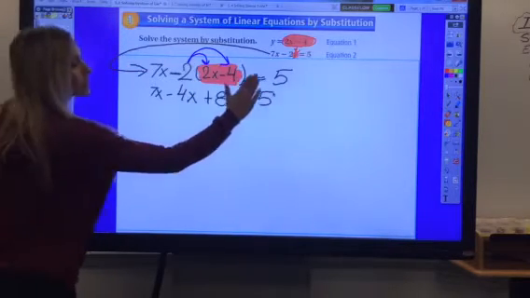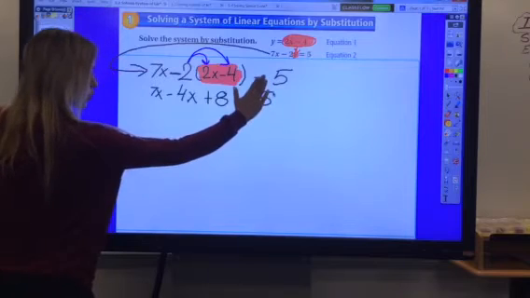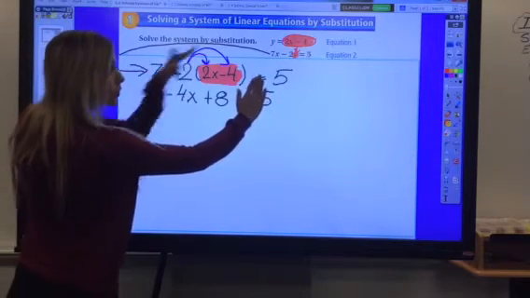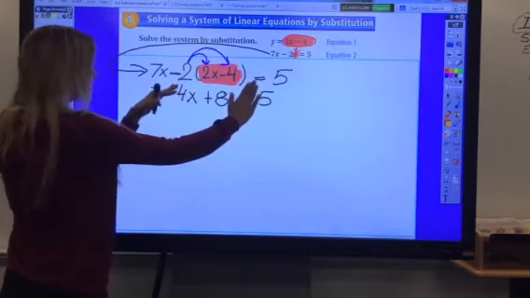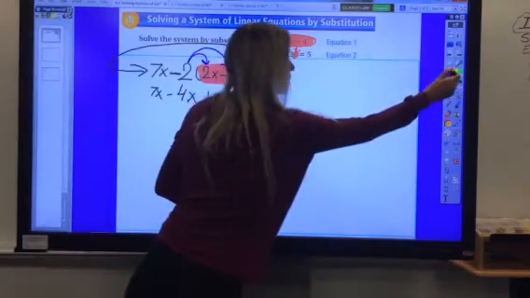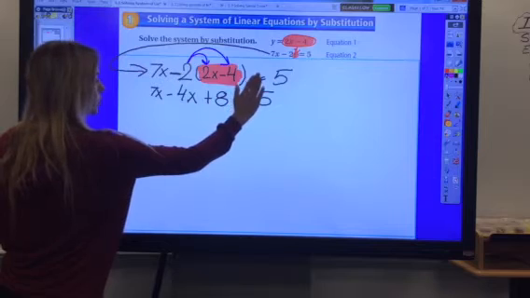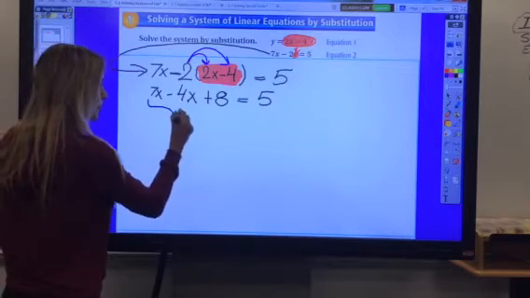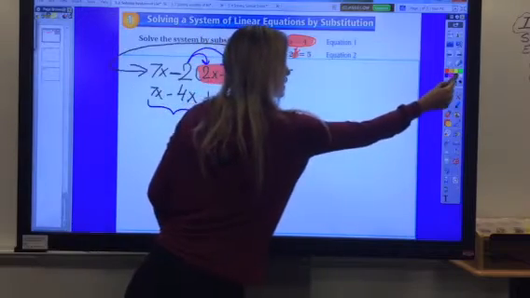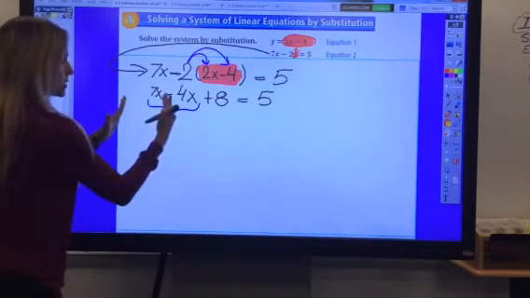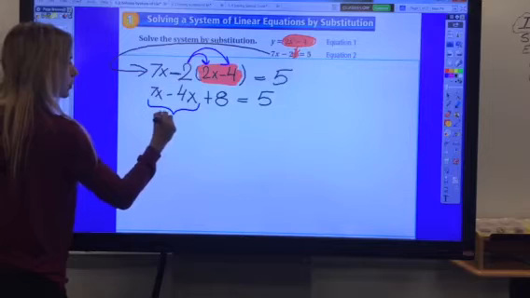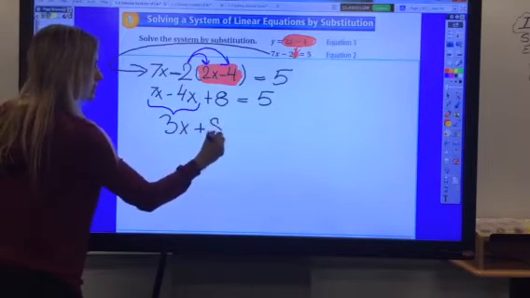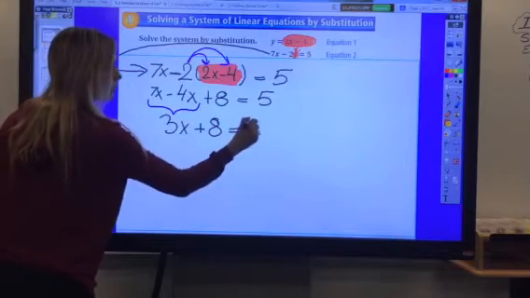If I was to cover this side of the equal sign and I just look over here, there are a couple of things I can combine. They are not going to the other side, they're sticking over here. So what can I combine? The 7x minus 4x. As long as they're staying on the same side, I just do exactly what I see. 7x minus 4x is 3x. I still have the plus 8 equals 5.